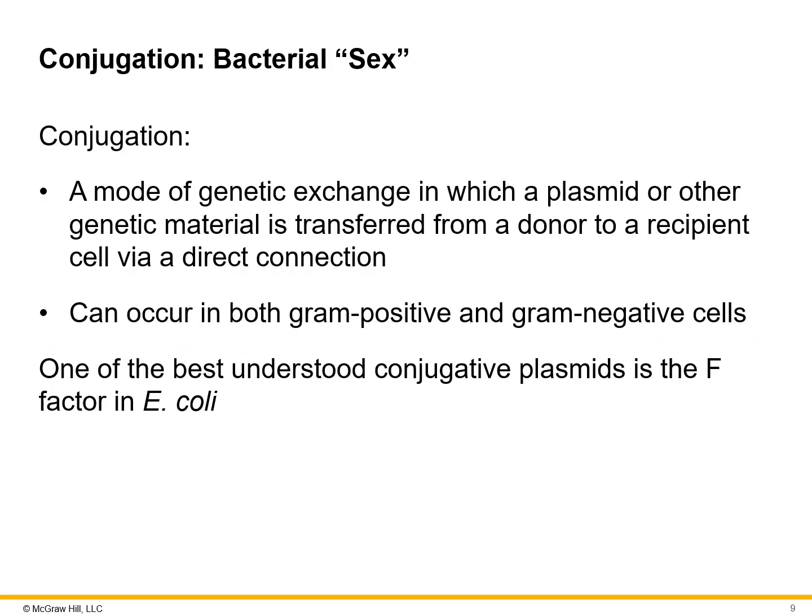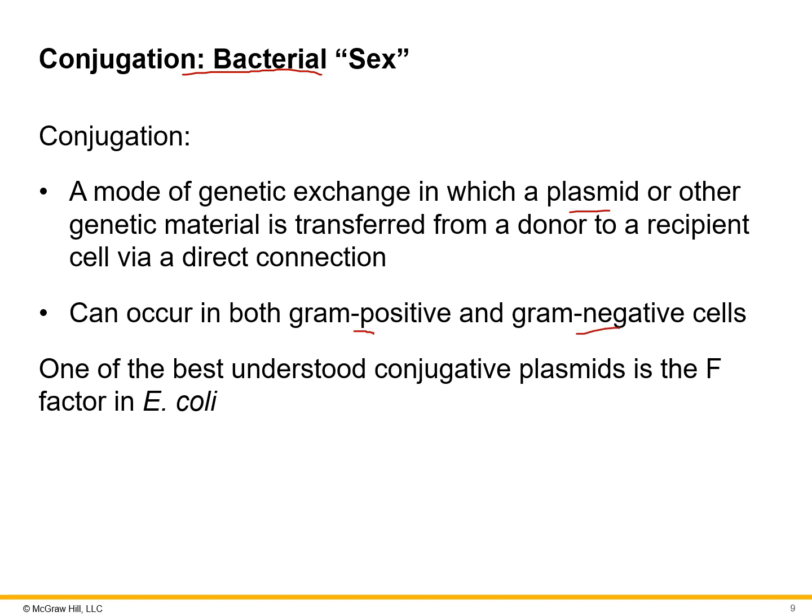All right, so just going through each of these a little bit more. Conjugation is essentially bacterial sex. There's direct contact that has to be made. So it is a direct mode of transmission, where that plasmid is transferred using that sex pilus. This can be in either gram-positive or gram-negative bacteria.